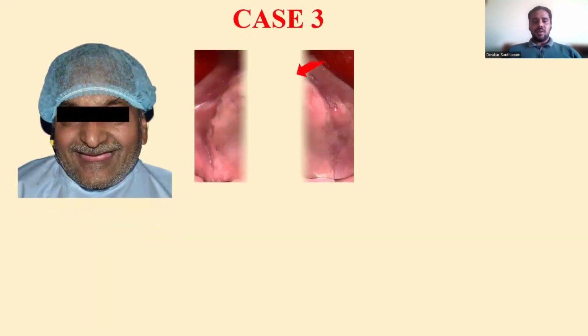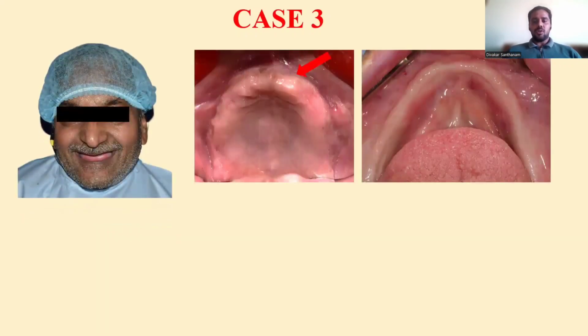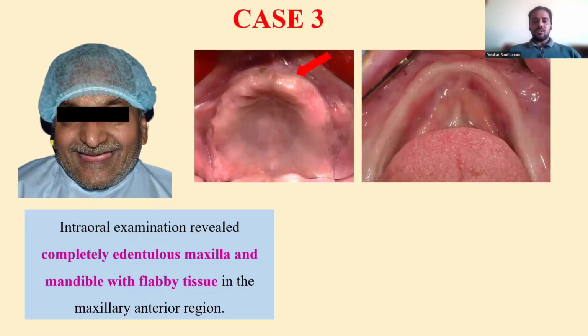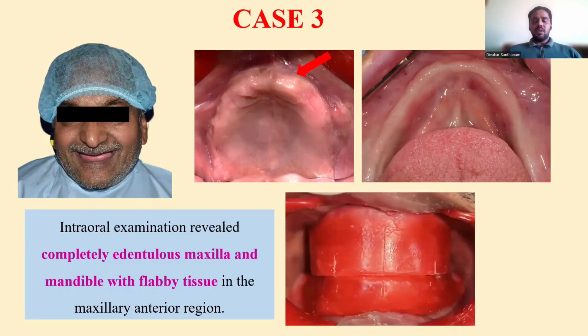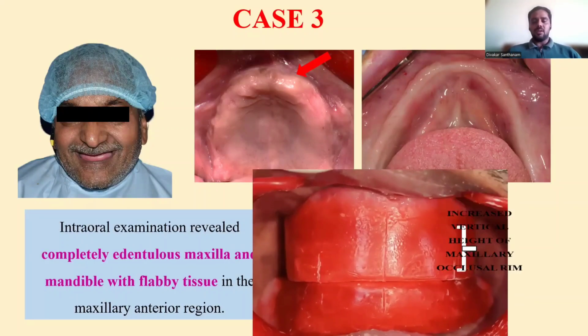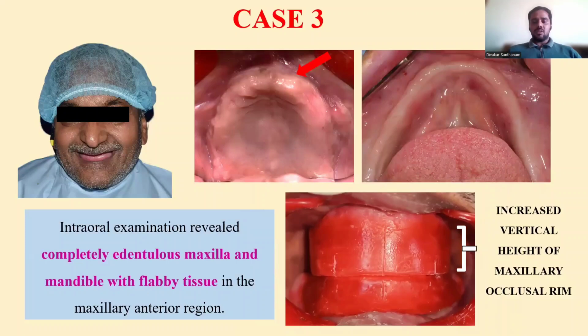Coming to case three, a completely edentulous patient reported with a well-rounded mandibular arch, but the maxillary arch is slightly resorbed with flabby tissue in the anterior region. When we did the jaw relation for this patient, we found the maxillary occlusal rim height is slightly more. The interridge distance is a little more, which increases the weight of the prosthesis on the maxillary arch and compromises the ridges, because the ridge is already resorbed.